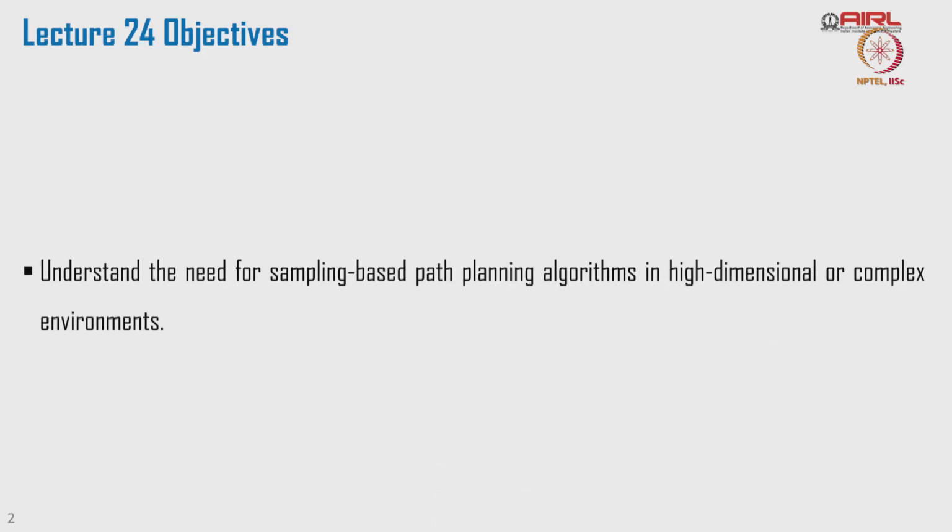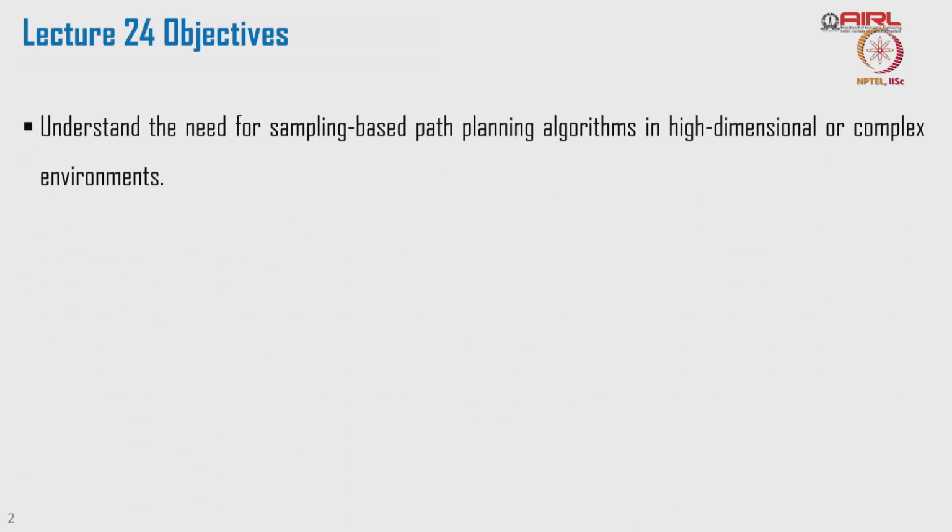So, the objective of this lecture is somewhat like this. We will understand what sampling based path planning is in high dimensional or complex environments. When we were talking about A star algorithm, it was not sampling based path planning, but it was grid based path planning, right. So, we will try to see what the associated limitations are and how they can be avoided by RRT or RRT star. Okay.